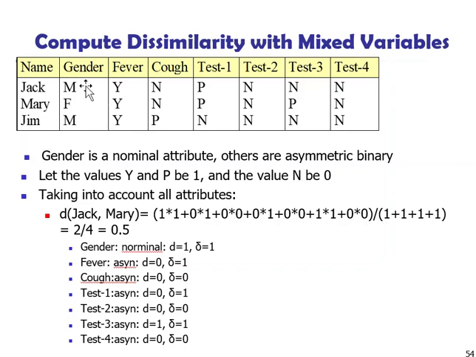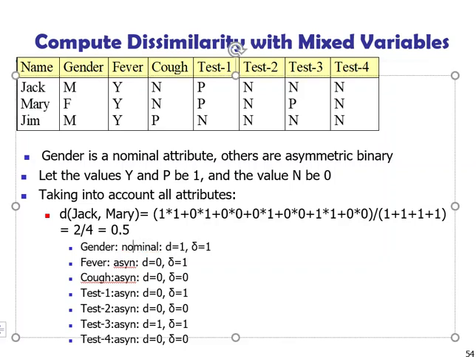So we're now back to our original example. Earlier, we computed the dissimilarity using only asymmetric binary attributes. And now we want to include our gender attribute in this computation. So the distance between Jack and Mary, in order to compute that, we have to compute for every attribute what the distance is, and we need to decide for each attribute what weight we're going to apply. Gender is a nominal attribute.